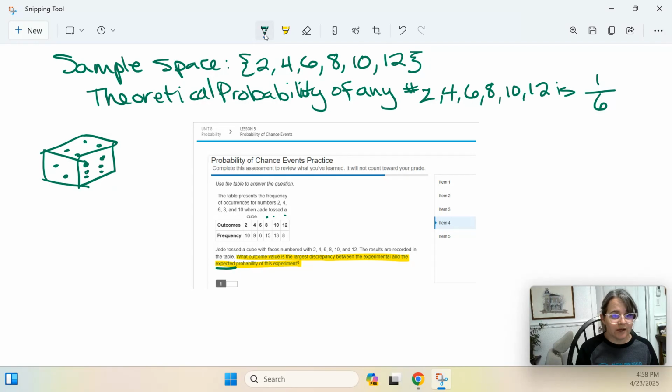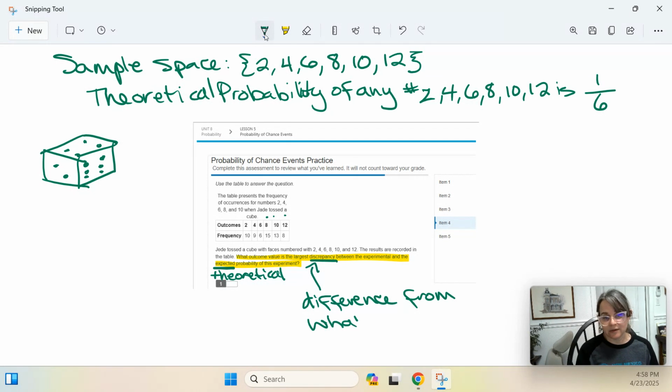I don't love that they call this expected probability. This should say theoretical. Okay, theoretical is what we expect though, so there's a logic to it. So when they talk about the discrepancy, what they mean here is the difference from what we should get. Which of course is just the 1 over 6.